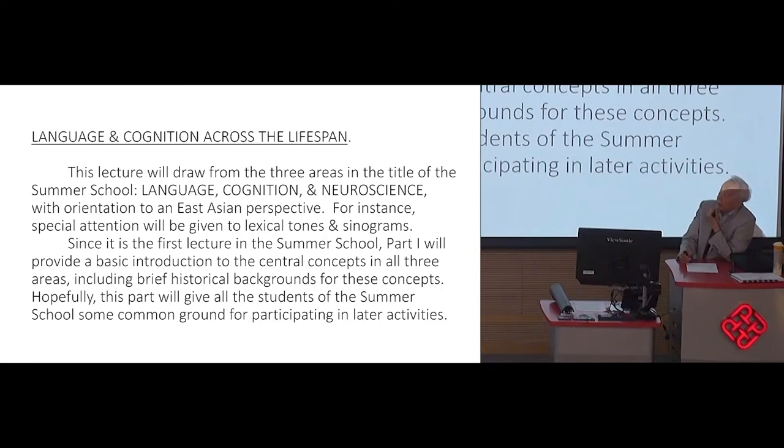This lecture will draw upon three areas in the title of the summer school: language, cognition, and neuroscience, with orientation to an East Asian perspective. I was hoping to be able to say something about lexical tones and sinograms, but it depends on time. Since it's the first lecture in the summer school, part one will provide some basic introduction to the central concepts in all three areas, including brief historical backgrounds for these concepts. Hopefully, this part will give all the students of the summer school some common ground for participating in later activities.